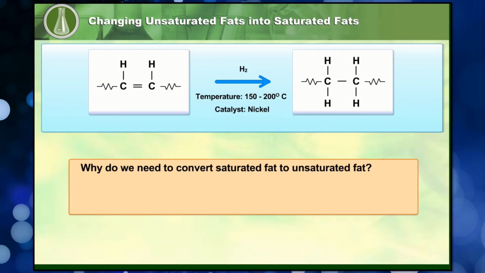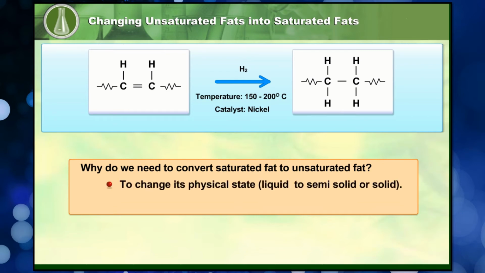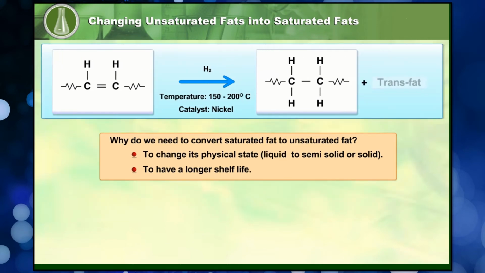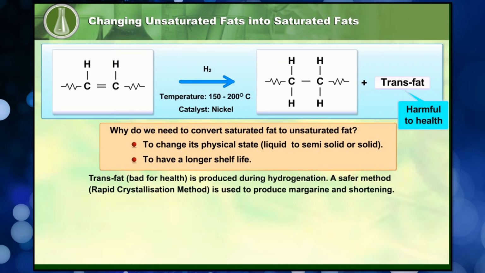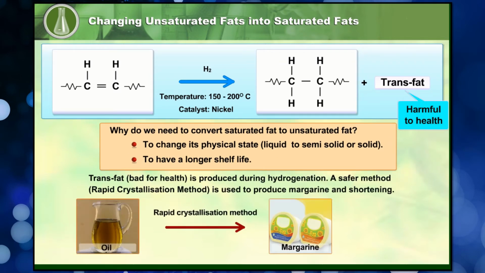The conversion of unsaturated fats to saturated fats is to change its physical state from liquid to semi-solid or solid at room temperature and have a longer shelf life. However, some trans fat are produced during hydrogenation as byproducts. Trans fat are found to be harmful to health. Thus, a safer method is used to produce margarine and shortening.